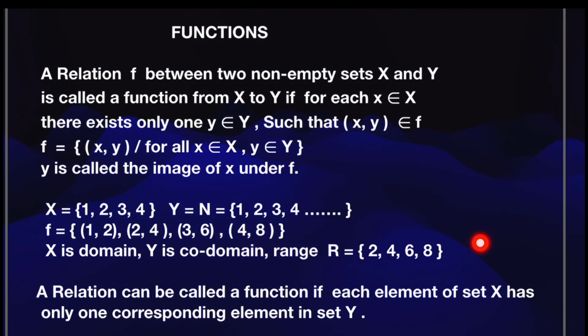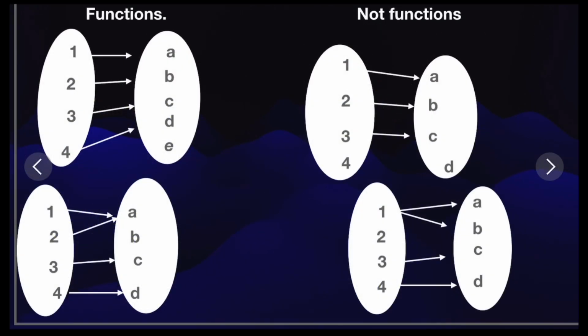So in simple words, what we can say is a relation can be called a function if each element of set X has only one corresponding element in set Y. So every element of set X should have a corresponding element in Y, and that can be only one element. We can easily understand this through these arrow diagrams that I have drawn. So here these two arrow diagrams are functions, these are not functions.